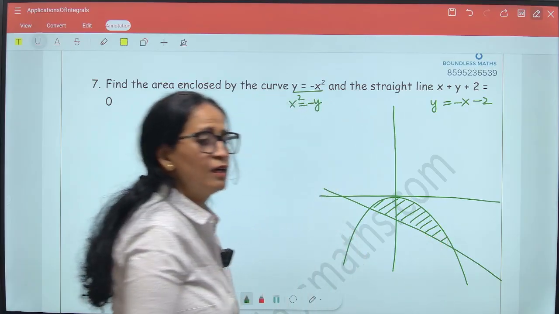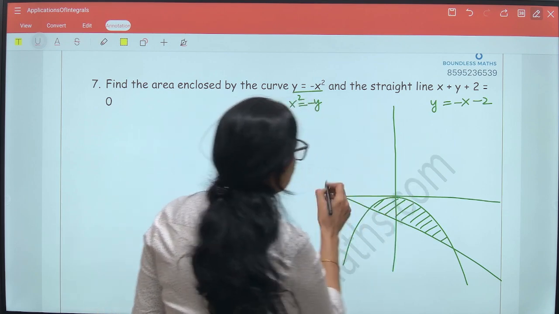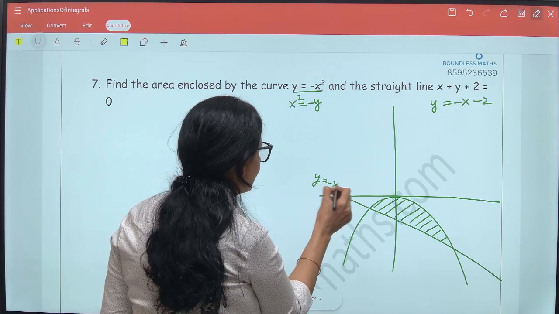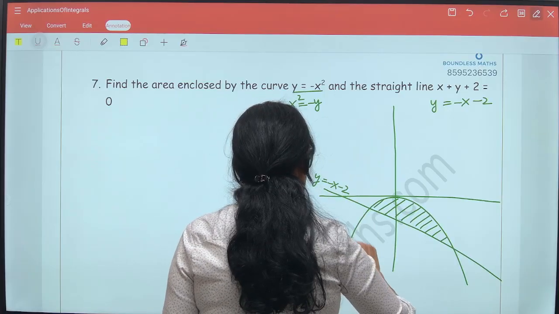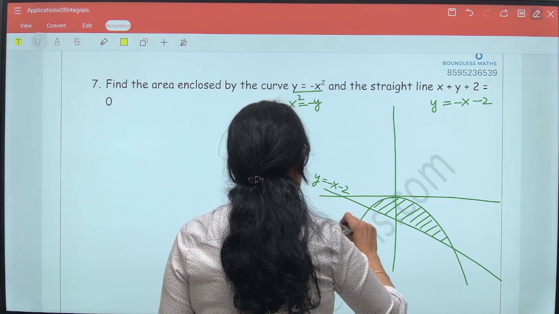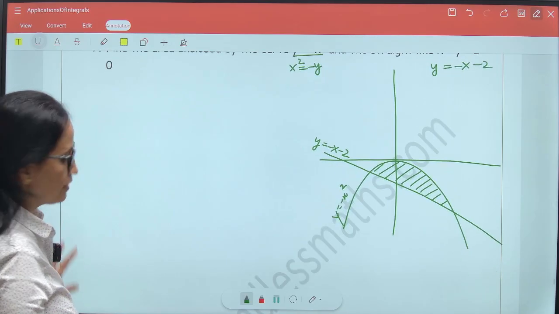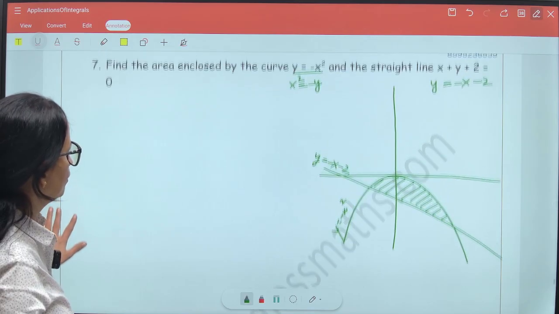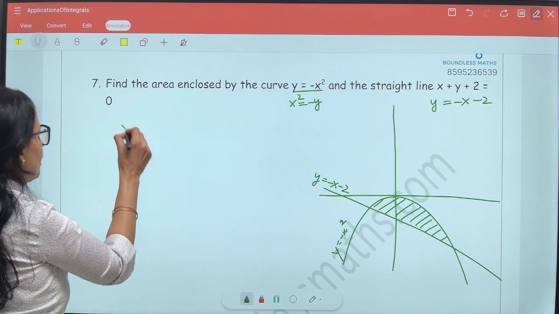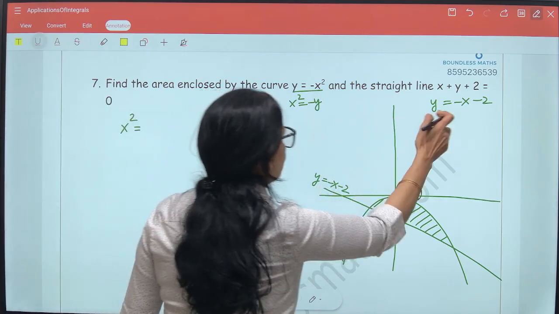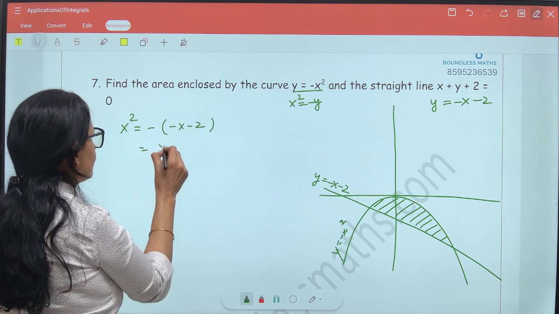To find this area, the next step is to find their points of intersection. Let me first write the equations here. So this is y equals minus x minus 2 and this is y equals minus x square. Always write the equations of the lines or curves that you are plotting on the graph. So let's solve these two equations algebraically first, and find their points of intersection. So from this parabola we have x square equals minus y. And what is y? Minus x minus 2. So it is minus of minus x minus 2, that becomes x plus 2.